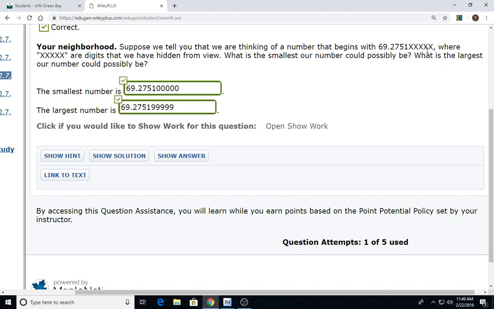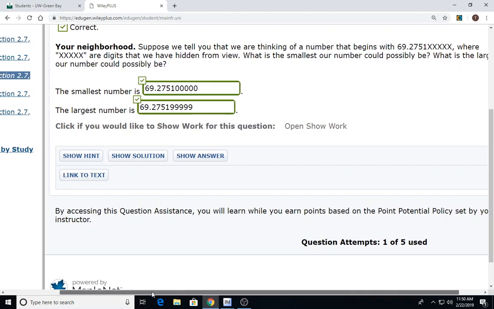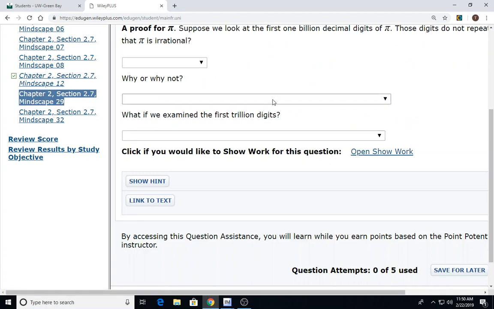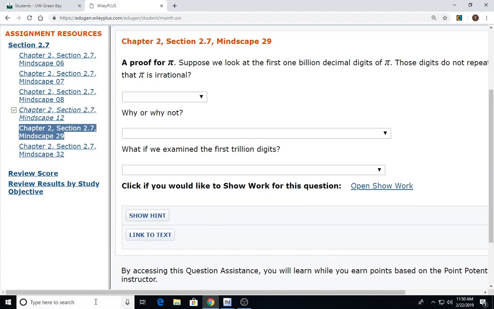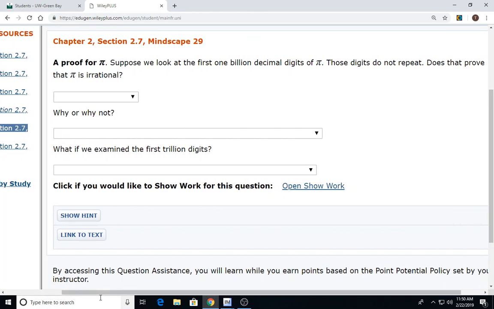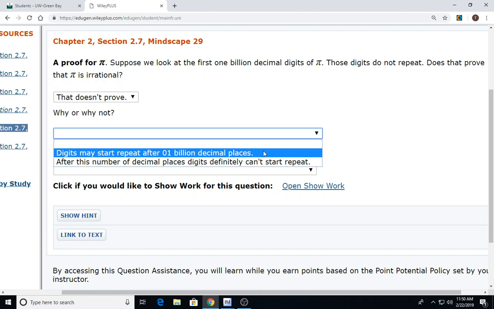Yeah, I have it right, but I just want to understand a little better. There's this Mindscape 29. It talks about pi. Okay. So the idea is that even if we look at the first billion digits of pi, which a computer has been in the process of printing out, the answer is that it doesn't prove that pi is irrational, because maybe the billionth and one digit begins a pattern that repeats. Or maybe the billionth and one digit ends it, and we have zero there now, zero, zero, zero. So the answer here is it doesn't prove it, so digits might start to repeat.